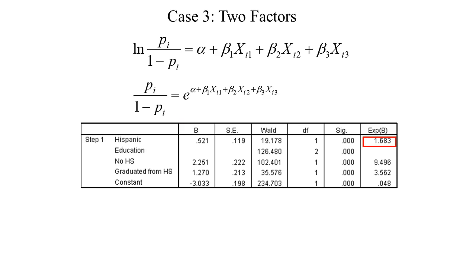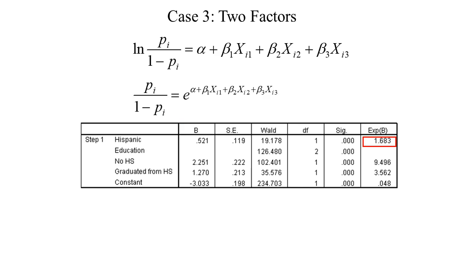Because the reference category was graduated from college, this means that odds of being self-reportedly unhealthy for those who had not graduated from high school were about 9.5 times that for college graduates, controlling for race/ethnicity. Similarly, odds of being self-reportedly unhealthy, for those who graduated from high school but not from college, were about 3.5 times that for college graduates.